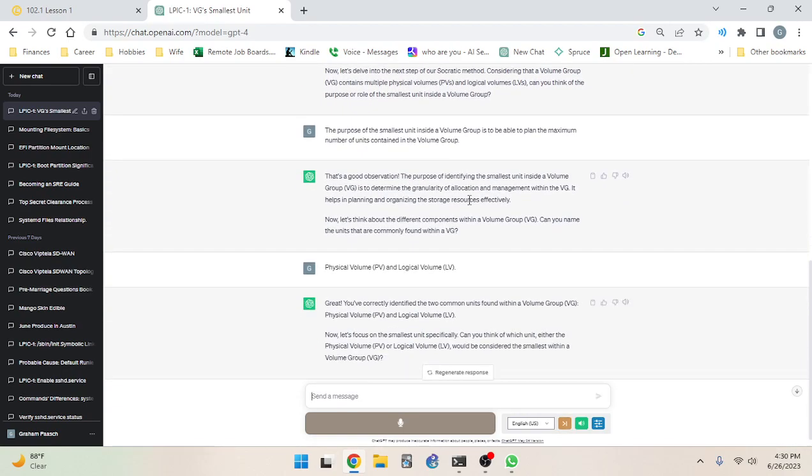Great, you correctly identified the two common units found within a volume group, VG, physical volume, PV, and logical volume, LV. Now, let's focus on the smallest unit specifically. Can you think of which unit, either the physical volume, PV, or logical volume, LV, would be considered the smallest within a volume group, VG?